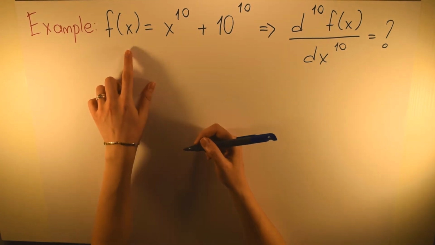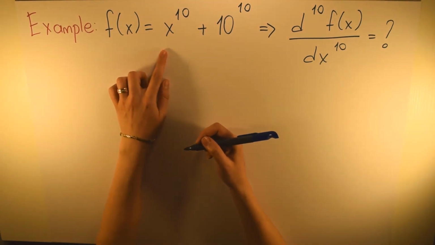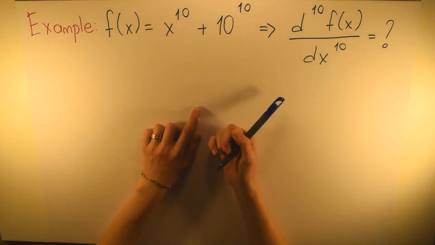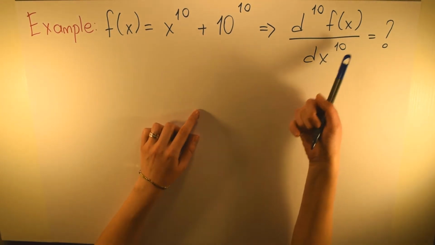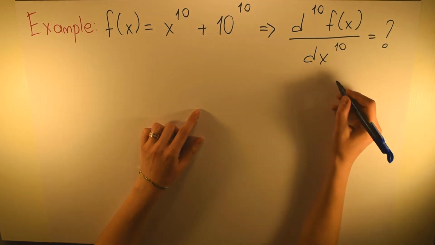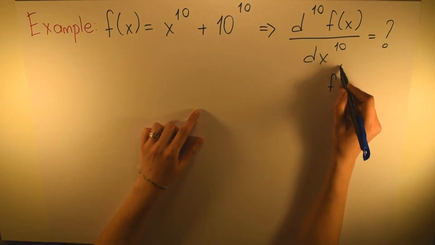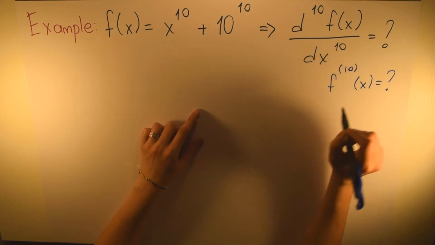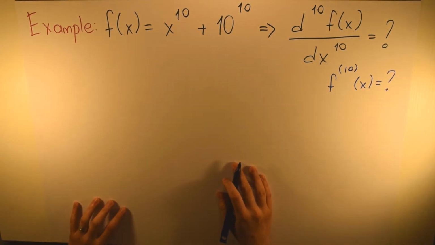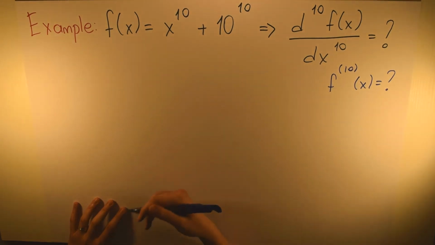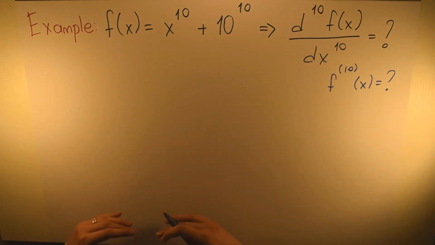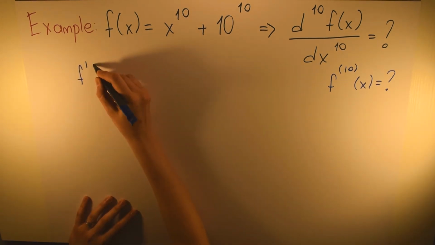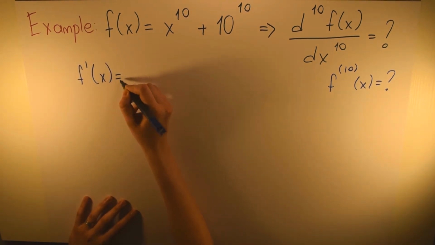Let's continue with this example. Here we have f of x is equal to x to the power of 10 plus 10 to the power of 10. So what is the 10th derivative of f of x? Okay, so in this kind of question, let's start with the first one, second one, third one, and then let's see how it goes.